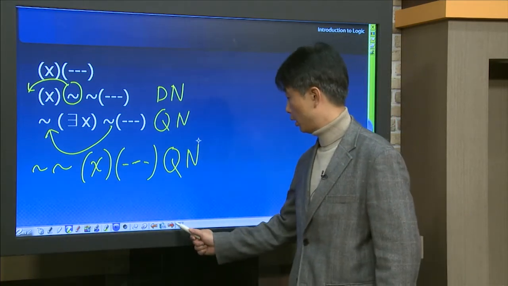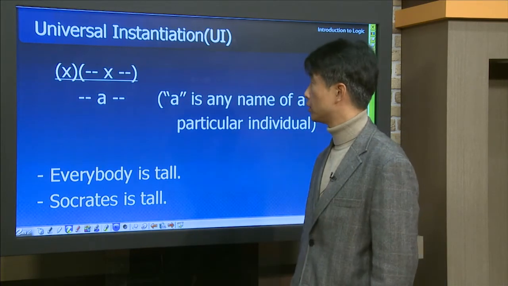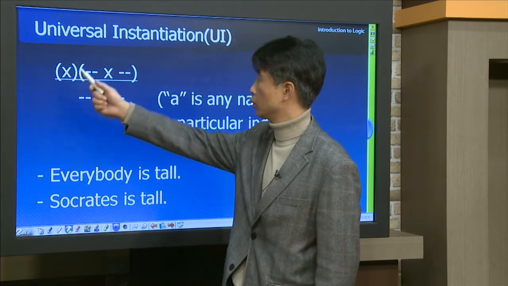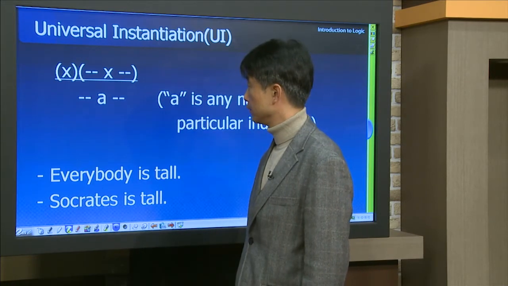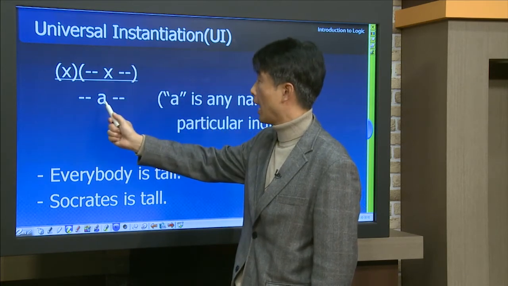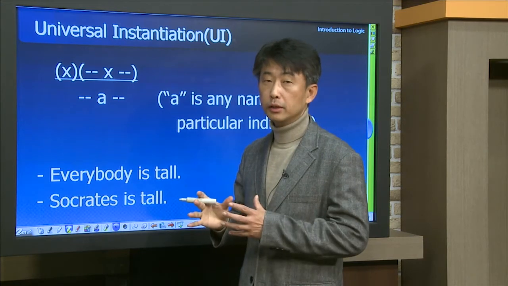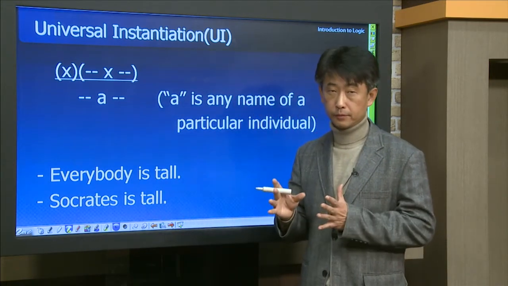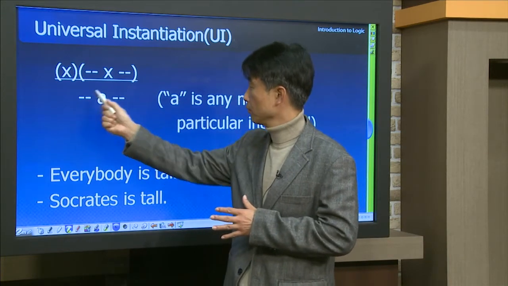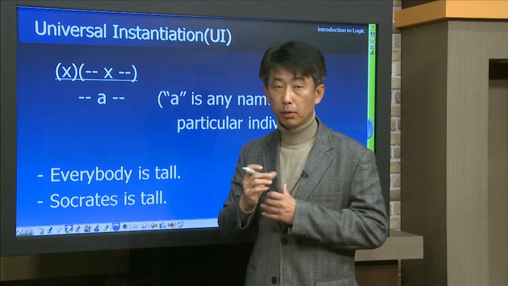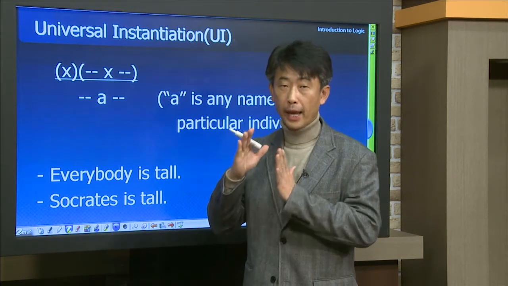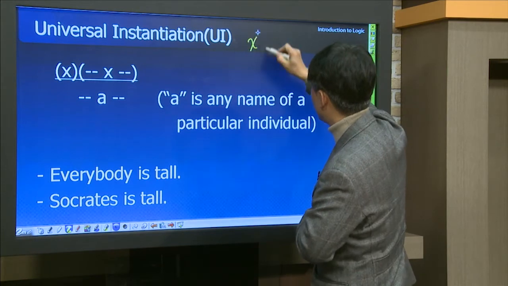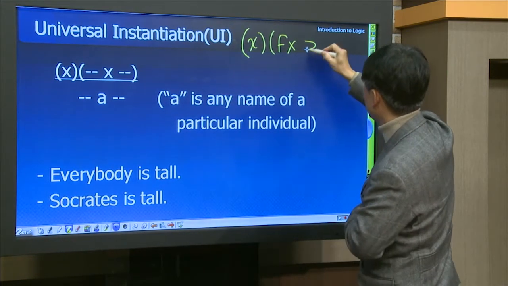The next rule of inference for the predicate logic is called universal instantiation, UI in short. Suppose you have a universal quantifier statement to start with. From this, the rule says you can derive a statement which is obtained by replacing A for all occurrences of variable X in the original sentence. Okay? So for example, to give you an example, suppose you have for all X, Fx then Gx.